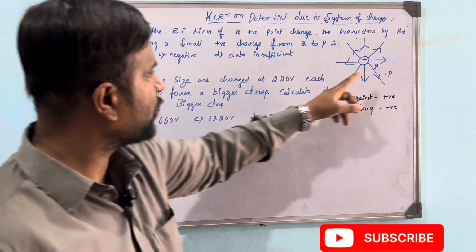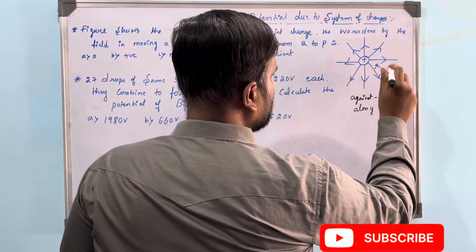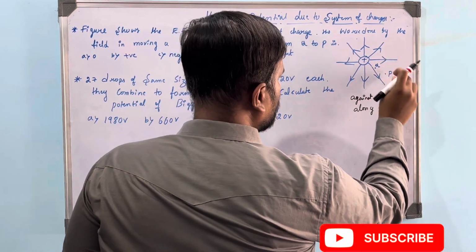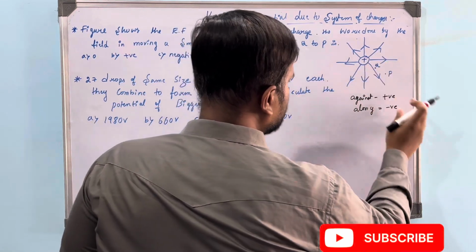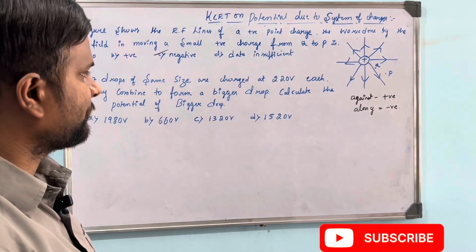So here, the work done by the field in moving a small positive charge from Q to P. The electric field is going on this side, and we are doing the work from Q to P, also along. So along means we will get negative. So this is the required solution.